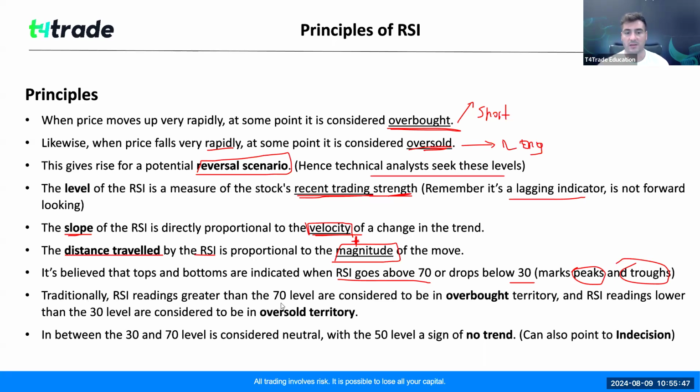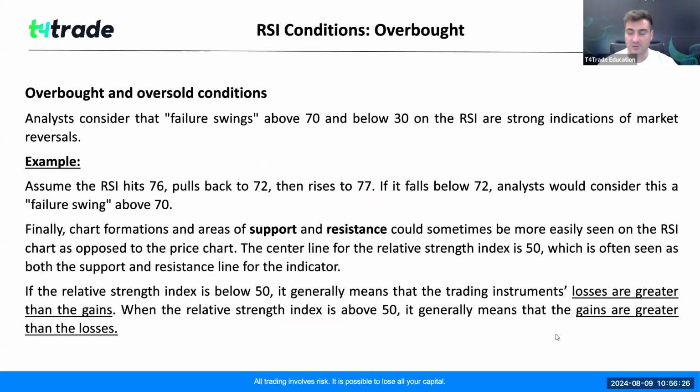Traditionally, RSI readings greater than the 70 level are considered overbought, and RSI readings below 30 are considered oversold territory. In between the 30 and 70, or the 80 and 20 bands, we see this as a neutral area, with 50 being the primary example of a computerized signal of indecision, so no trend. When you see markets or instruments fluctuating around 50, most of the time with an RSI value of 50, they are not going anywhere. You can use that information accordingly.